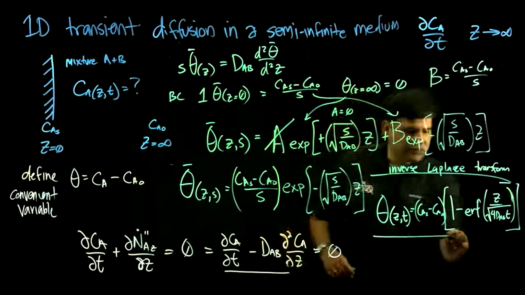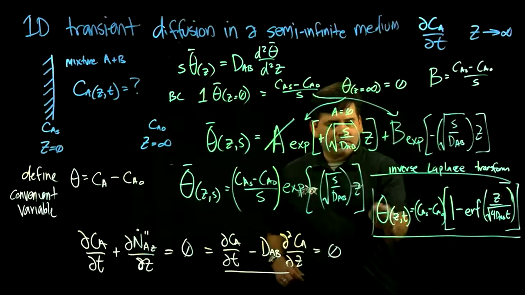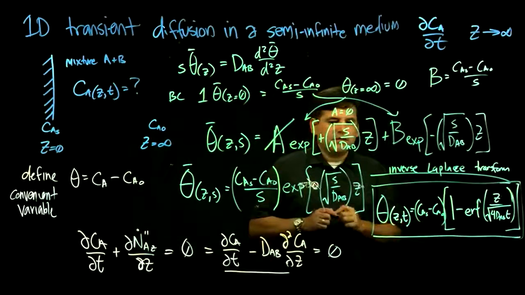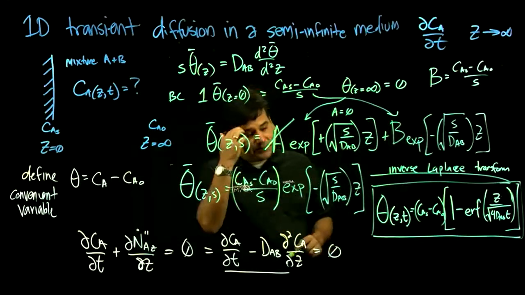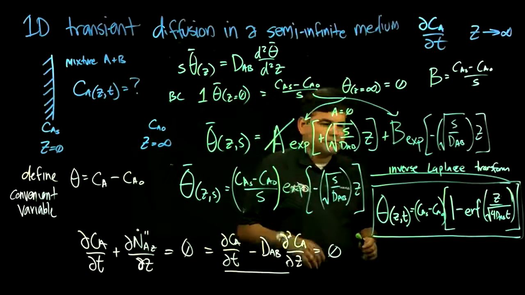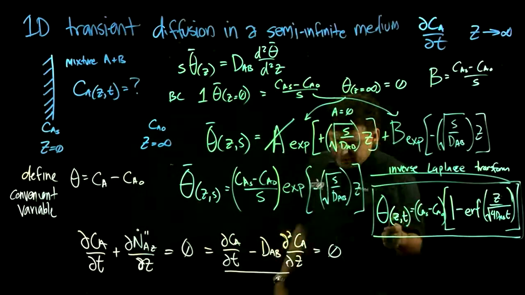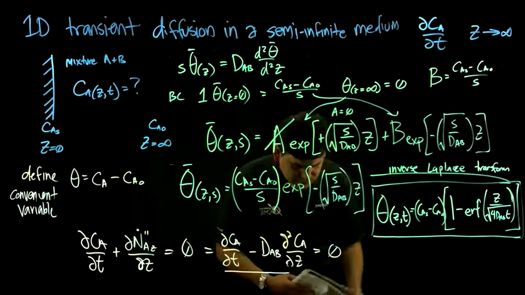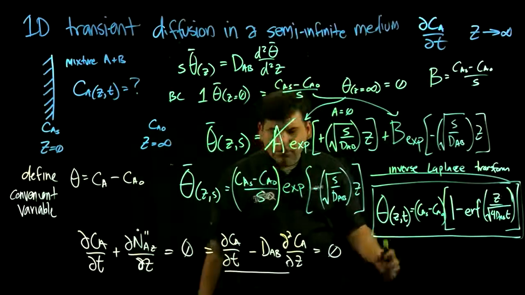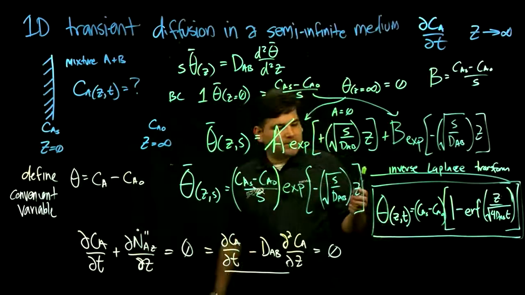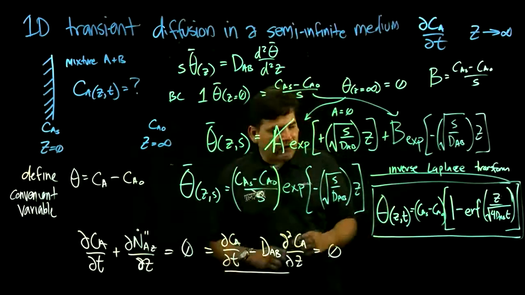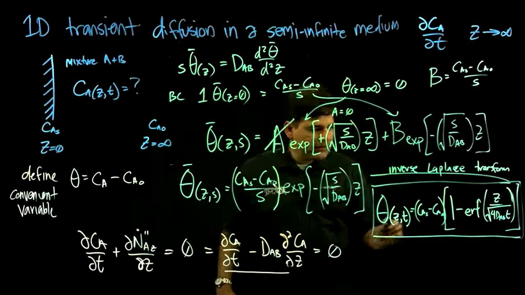So this is our solution here. The concentration in theta space is related to the error function. What is the error function?